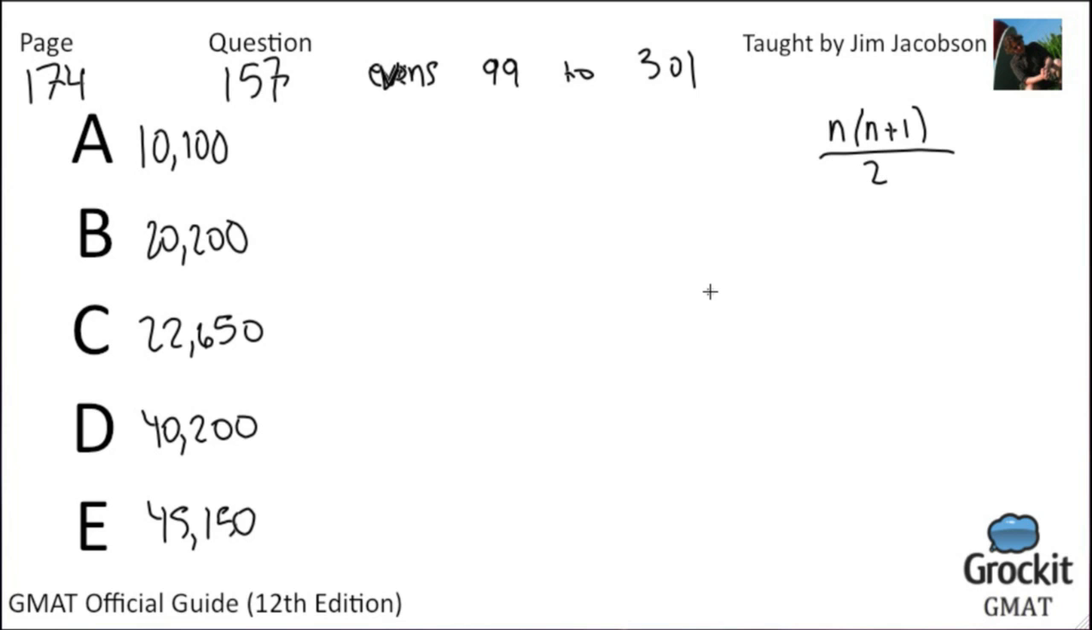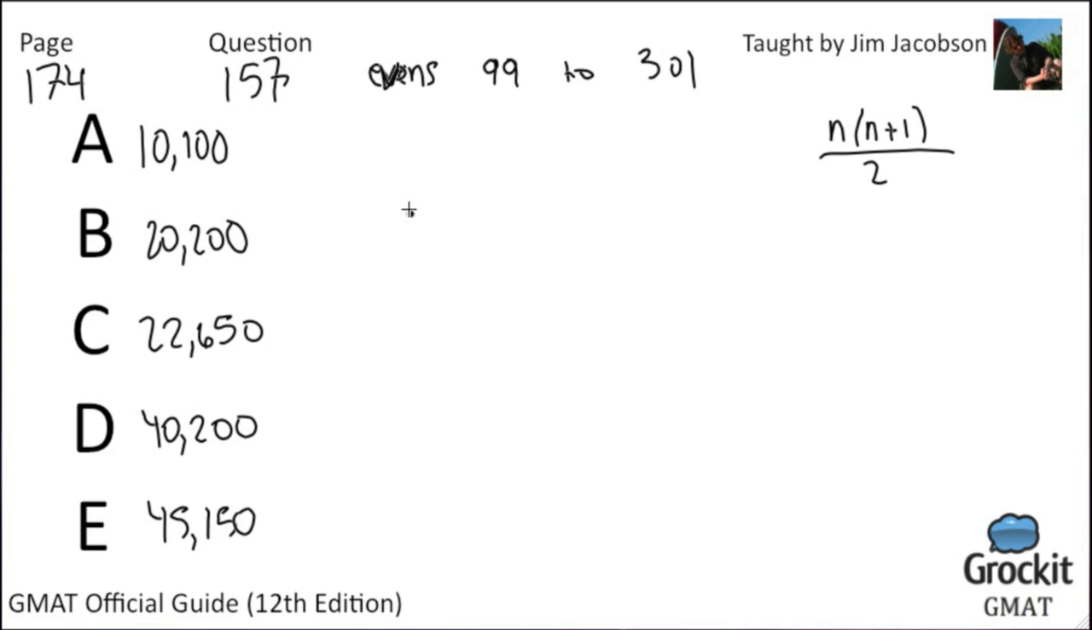Right, so of course this one has a couple of tricks to it. One is that we have the application of a formula, which ought to be straightforward, but we only want the even numbers from 99 to 301. And we're only given some formulas. So we would actually need to figure out the sum of the evens up to 301 minus the sum of the evens up to 99, and that will equal the sum of the evens from 99 to 301.